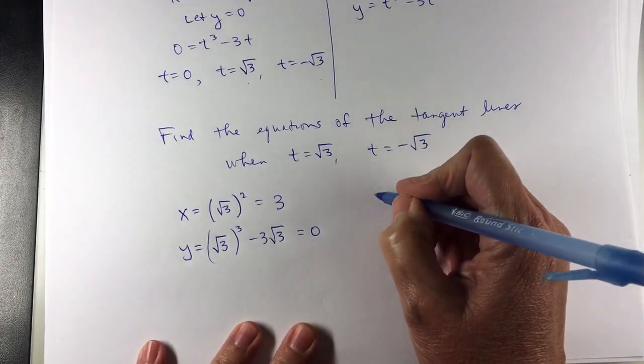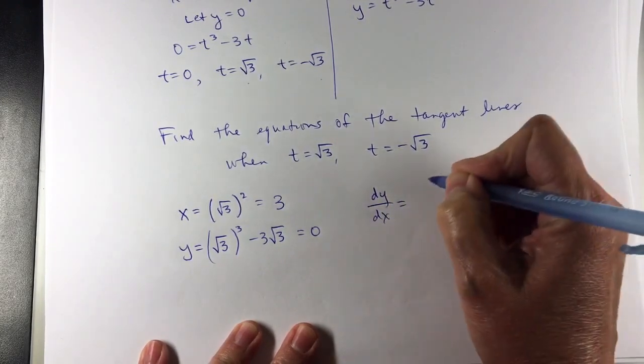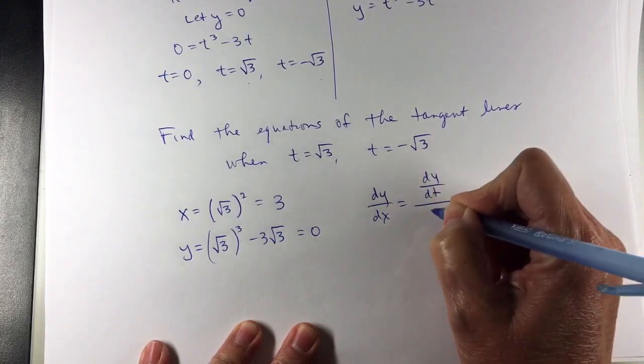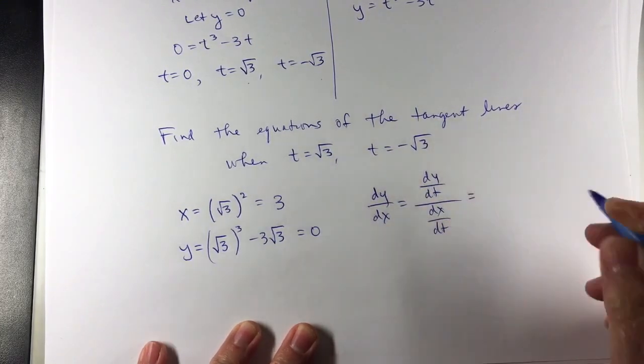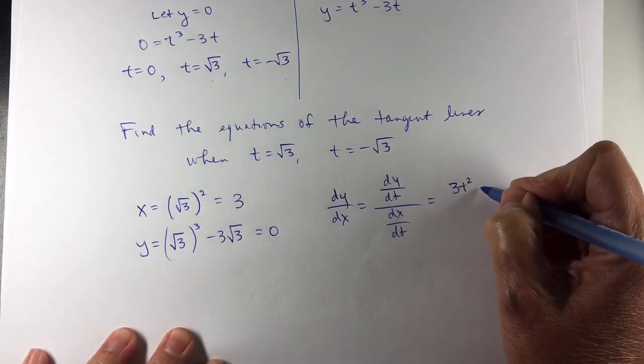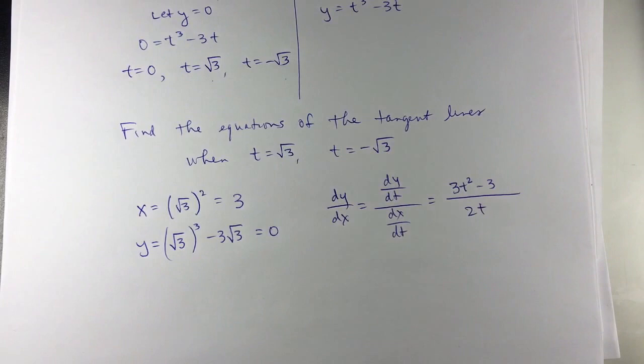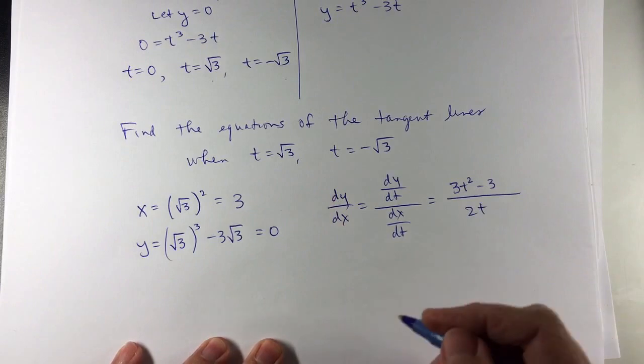And for this, I'm going to need the derivative. Dy over dx is dy over dt over dx over dt. So that, we've already found it, but it's easy enough to find it again. 3t squared minus 3 over 2t. To find the slope of the tangent line, I have to do this twice. I have to plug in the square root of 3, and then I'll have to plug in negative square root of 3. So let's go with square root of 3 first.